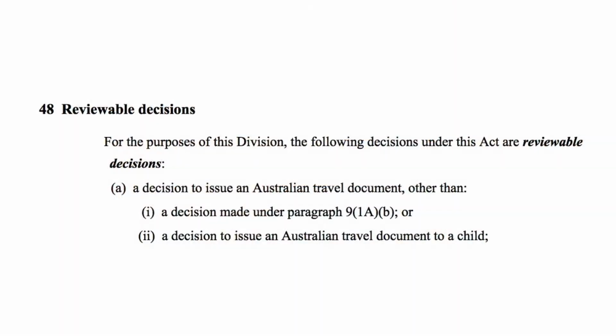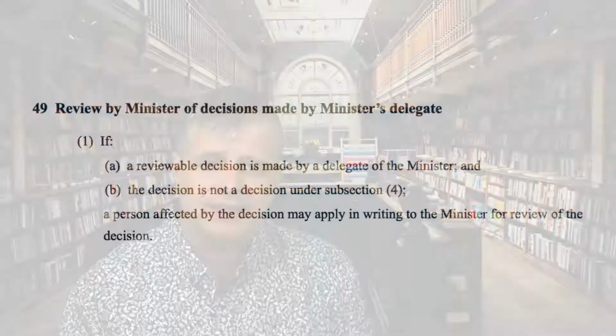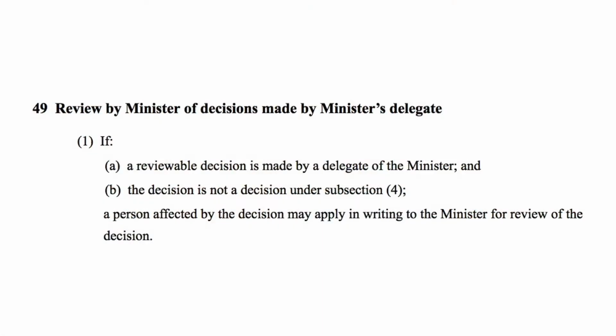What can she do? Well, a good place to start is obviously the Australian Passports Act 2005. Section 48A of that Act says that a decision to issue an Australian travel document, which includes a passport, is a reviewable decision. Well, so what? Section 49 says that if a reviewable decision is made by a delegate of the minister, so if it's made by a public servant on behalf of the minister, then a person affected by the decision can apply in writing for the minister themselves to review the decision.